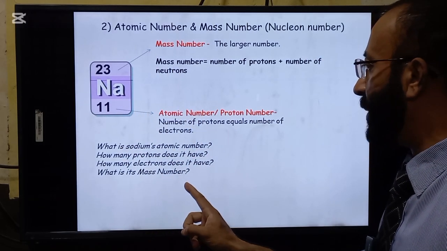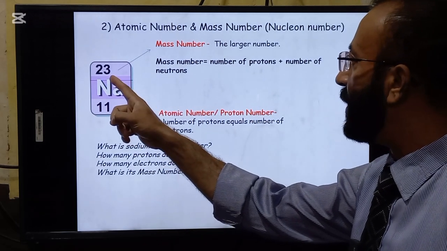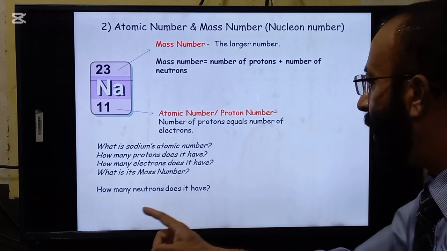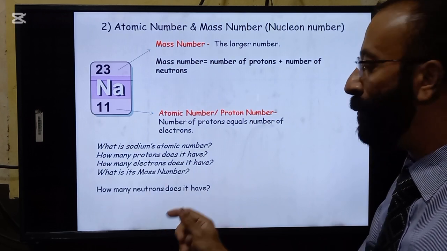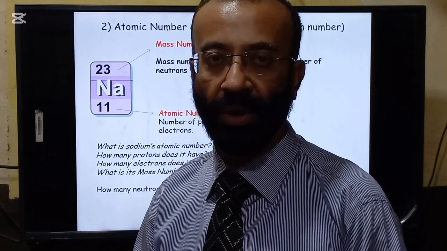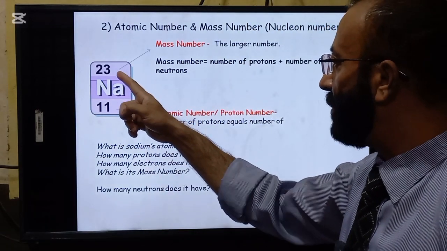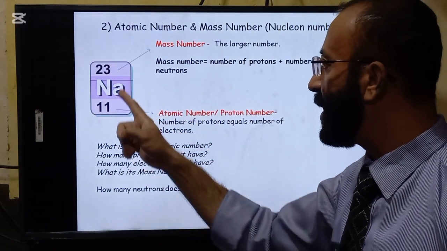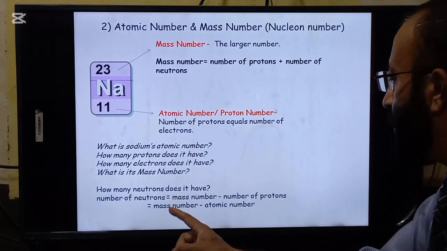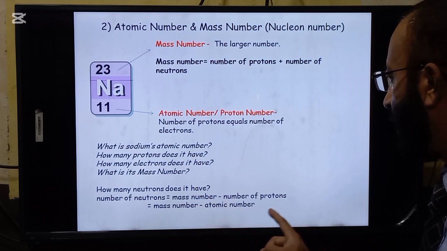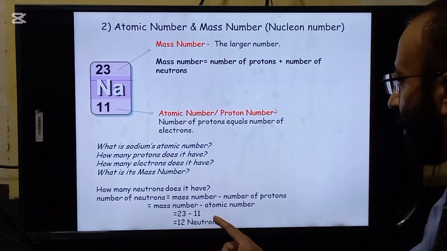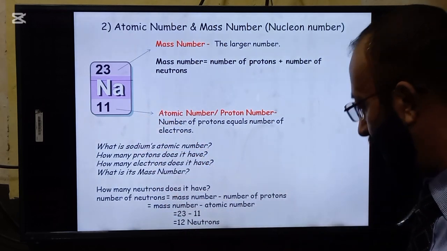What is the mass number? Mass number is 23. How many neutrons does it have? So the formula to find the neutrons is mass number minus proton number. So here is the mass number and here is the proton number. So 23 minus 11 will be equal to 12. So number of the neutrons is equal to mass number minus number of the protons, that is mass number minus atomic number. That will be equal to 23 minus 11. So 12 neutrons are the answer.